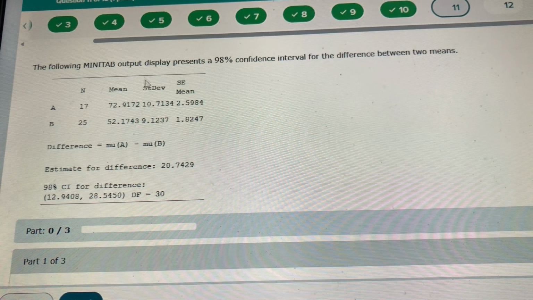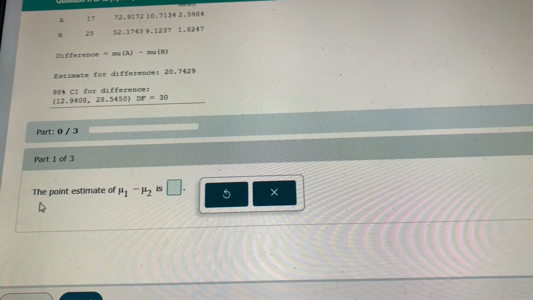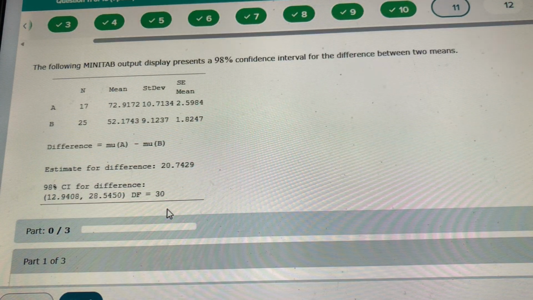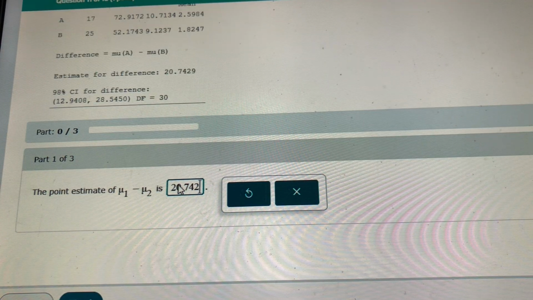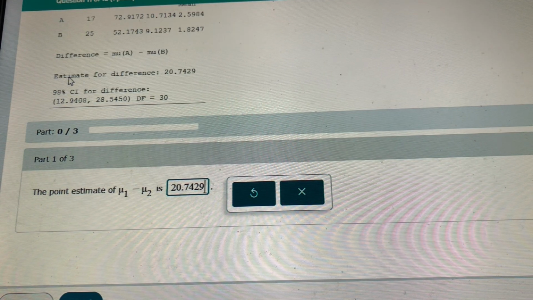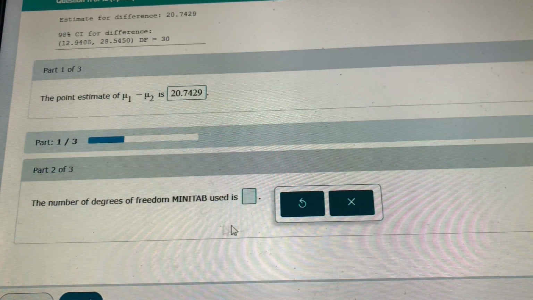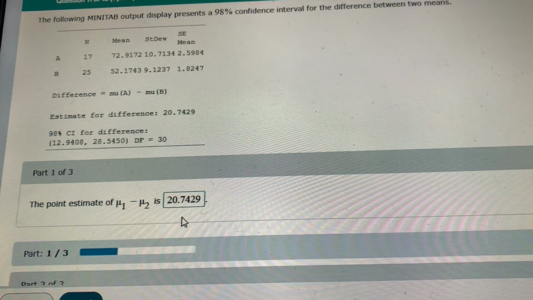So now they want me to do Minitab output. This is a computer program that will do this too. So what's the point estimate? The point estimate is the estimate for the difference. So it should be this, 20.7429. Point estimate, just look for the word estimate to find that. The number of degrees of freedom is listed right here, 30.